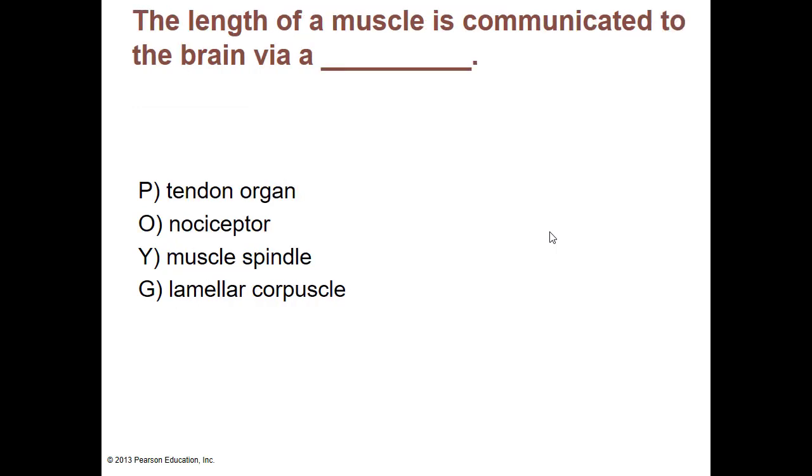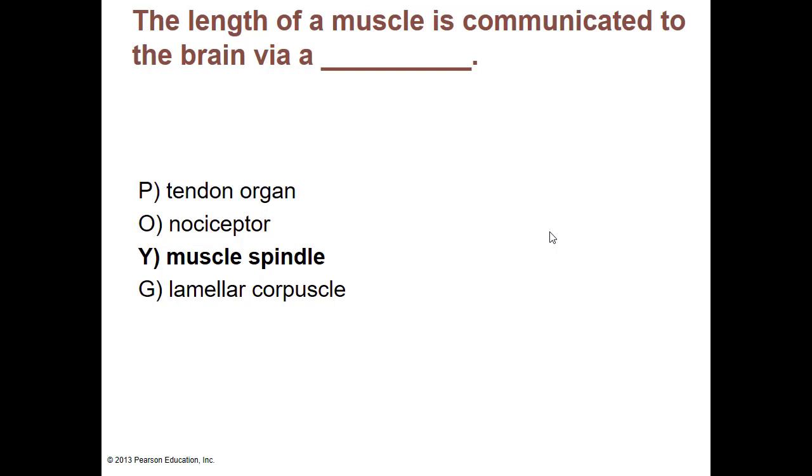The length of a muscle is communicated to the brain via a what? The length. So the fact that your muscle is going to change length. Let's see if you can get it. A couple of these I never talked about, so it's not going to be an option. Sounds like, oh, I didn't mention those things at all. Most of you did get it down. It's pink or yellow because I didn't mention anything about orange or green.